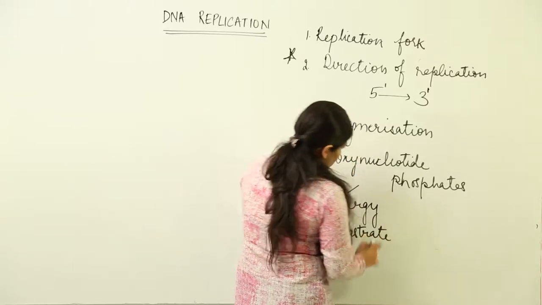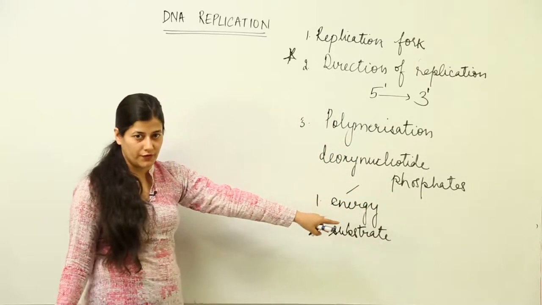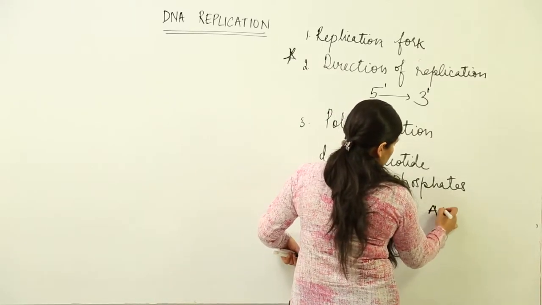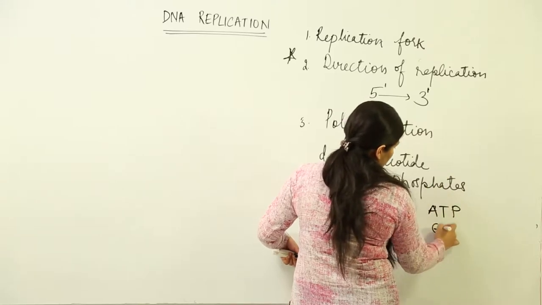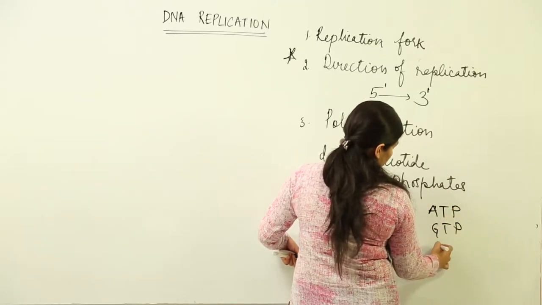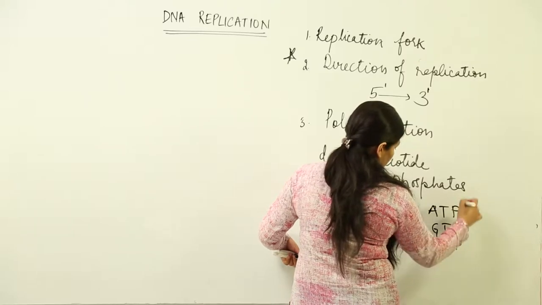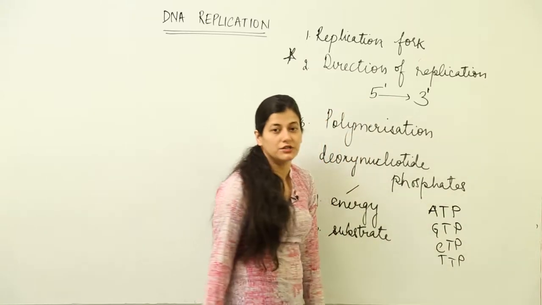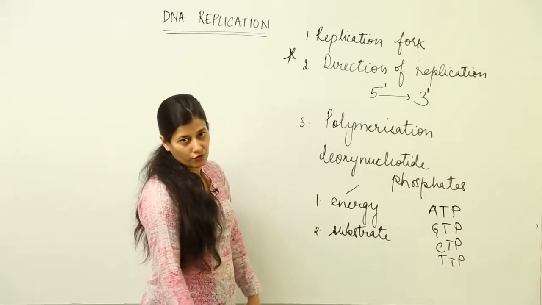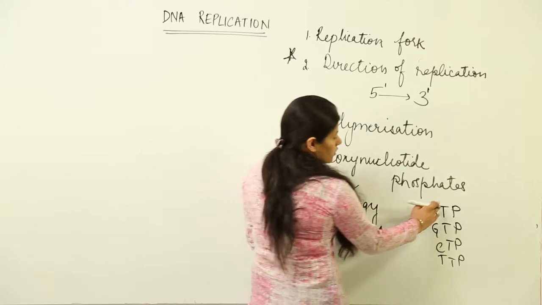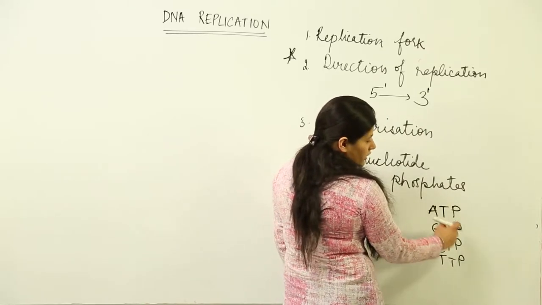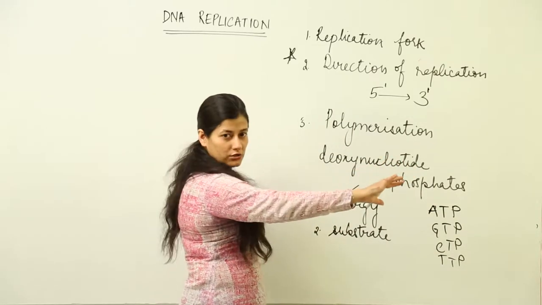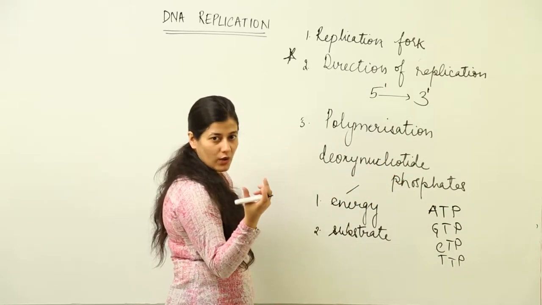Now, what is this deoxynucleotide phosphate? These are nothing but ATP, GTP, CTP and TTP. It could be triphosphate, it could be diphosphate, it could be monophosphate. All you have to get is monophosphates or diphosphates, so that one phosphate is used in carrying the polynucleotide chain further, because one phosphate is required.